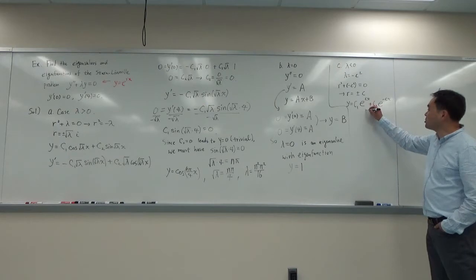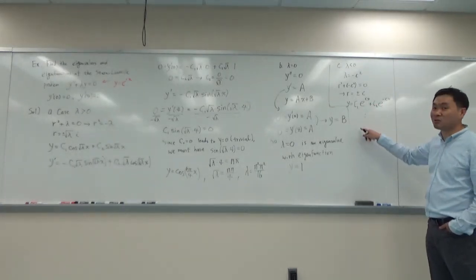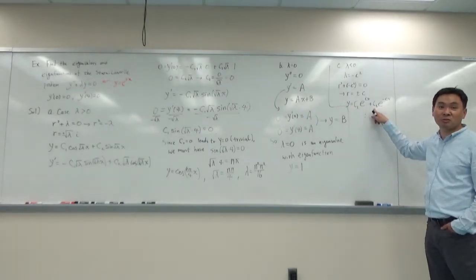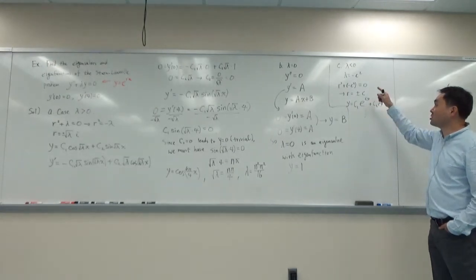And then you can apply the boundary conditions, and at the end of the day, you'll see that there's no other way than to have c1 as 0 and c2 as 0. Okay? But my suggestion is that for this case, you can just omit it.